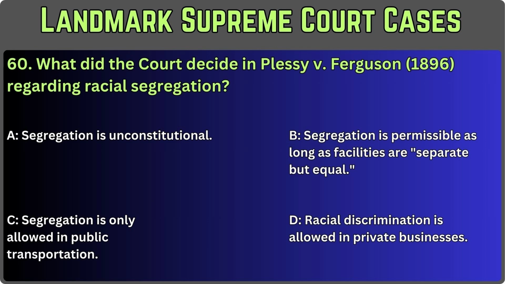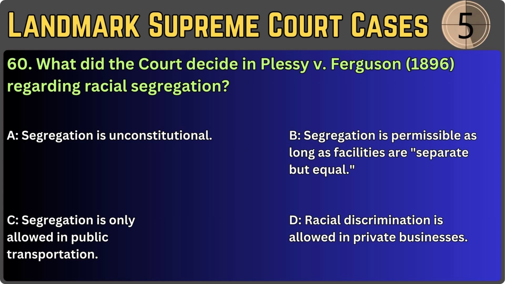60. What did the court decide in Plessy v. Ferguson, 1896, regarding racial segregation? A. Segregation is unconstitutional. B. Segregation is permissible as long as facilities are separate but equal. C. Segregation is only allowed in public transportation. D. Racial discrimination is allowed in private businesses.